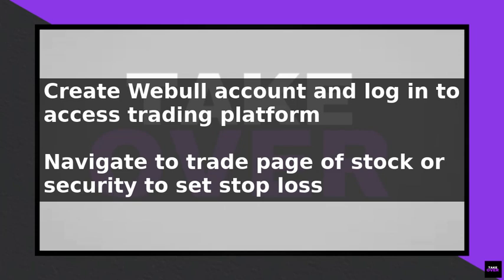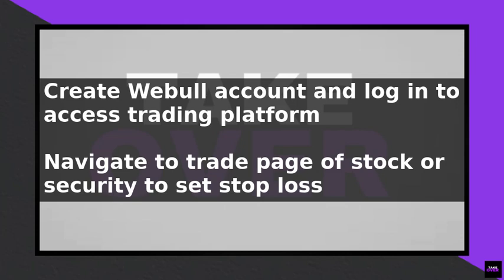First, you need to have a Webull account and be logged into the platform. Once you are logged in, navigate to the trade page of the stock or security you want to set a stop loss for. To do this, type the ticker symbol of the stock in the search bar and select it from the drop-down list. Next, click on the trade button to open the trade page.